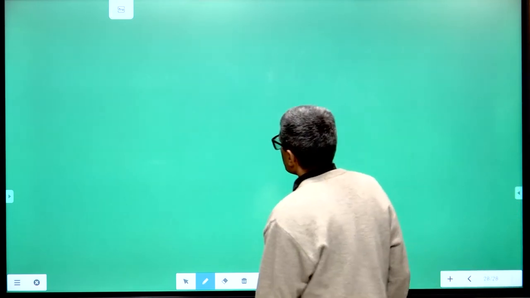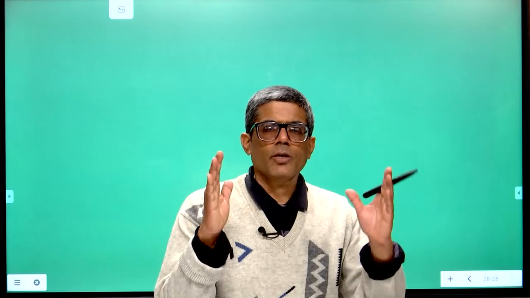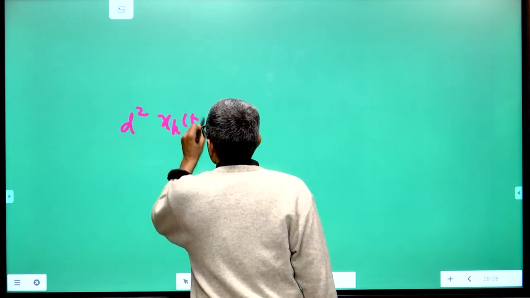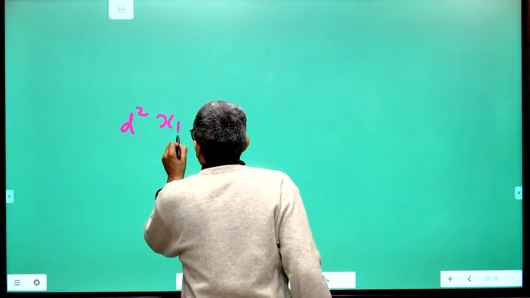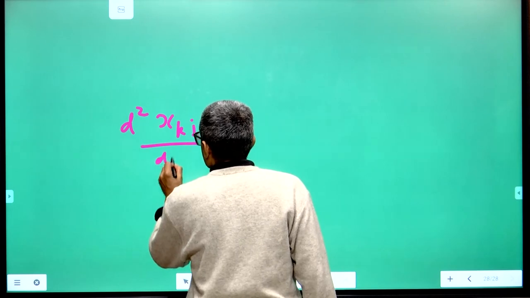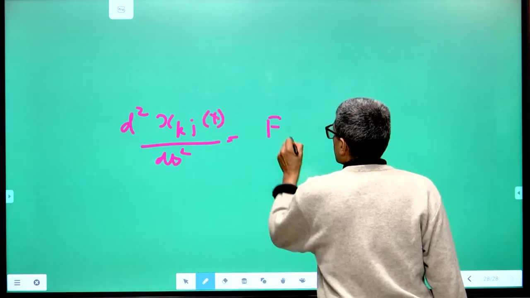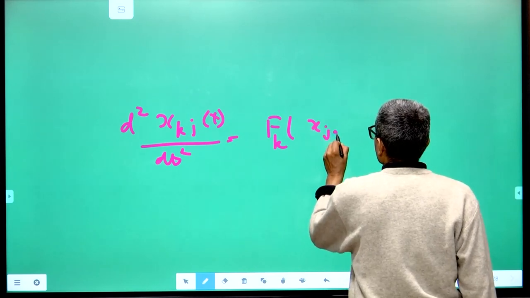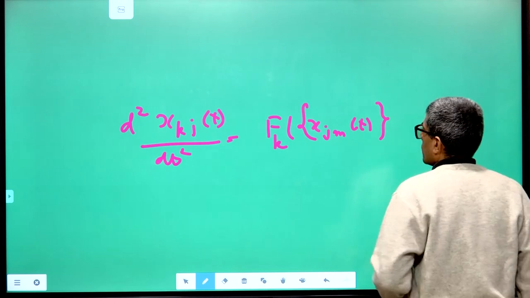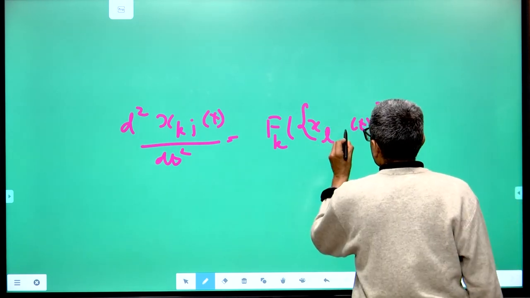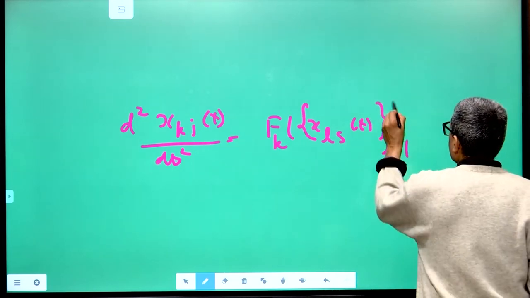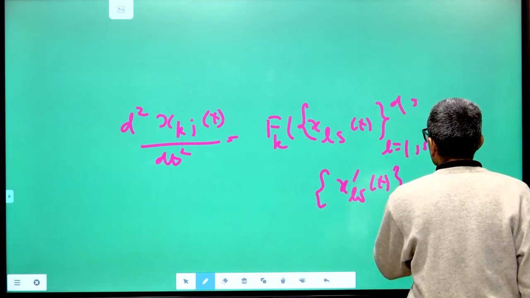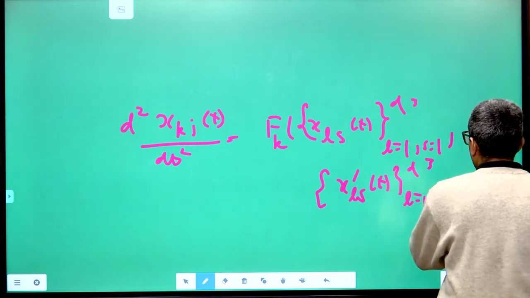Now you get the whole system, the link equations for this robotic system consisting of n links. You get it in the form of a system of nonlinear differential equations in the form d squared x_kj(t)/dt squared, let us say the k-th link and the j-th coordinate, is equal to some function f_k of x_ls(t), where l goes from 1 to d links and s goes from 1 to 3, as well as the velocities, namely x_ls'(t), l equals 1 to d, s equals 1 to 3, and then torque forces.